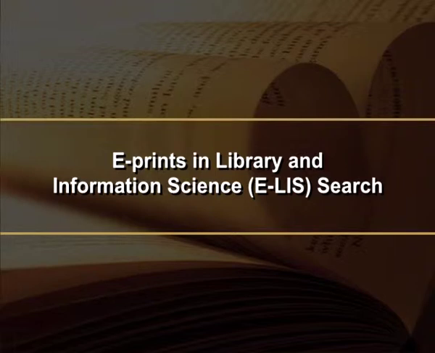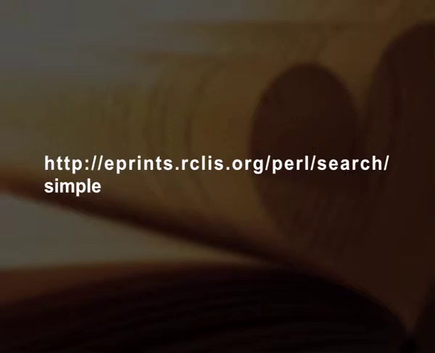ePrints in Library and Information Science, ELIS. eprints.rclis.org/perl/search/simple. ELIS has been designed as an international open access archive for e-prints on library and information science and related disciplines. ePrints for LIS has been established as a community service by RCLIS, Research in Computing, Library and Information Science, to promote open access to papers on these fields.